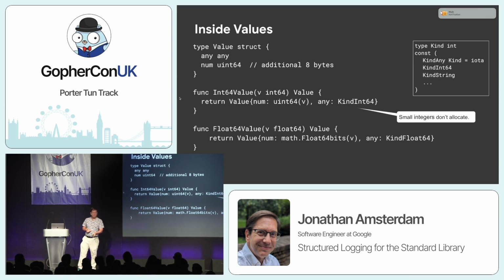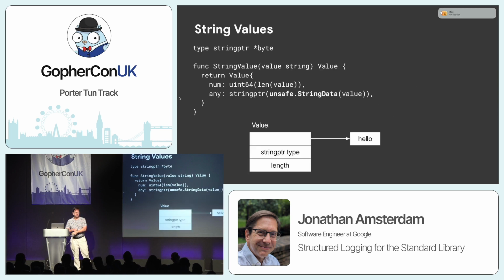But now let's look at how we do strings. To construct a string, we put the length in the num field, and we put the raw data, that is the byte pointer to the bytes, which we can get with unsafe.StringData, into the any field. But we wrap it in a type of our own, an unexported type, that tells us that this is what's there. So the function that pulls this thing out can make sure that the data was actually constructed with this StringValue function.